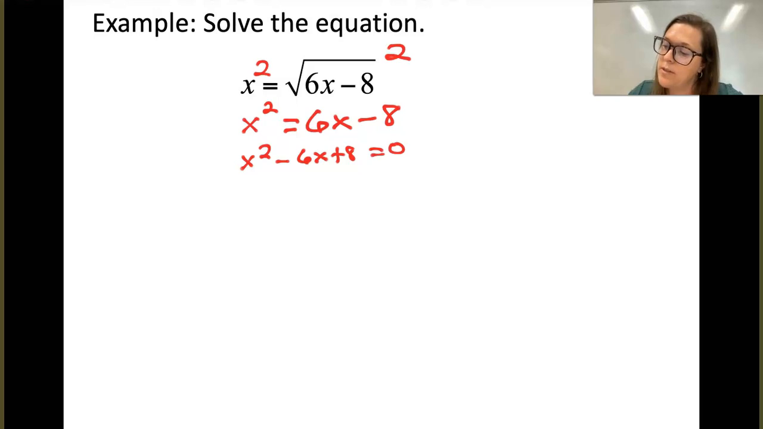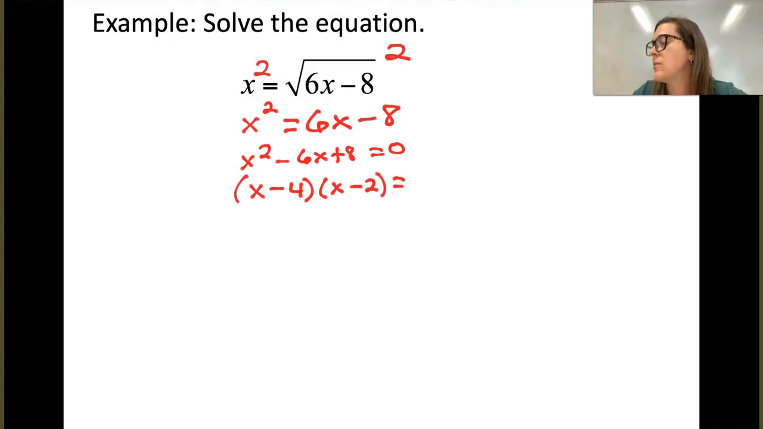Is that factorable? 4 and 2, yeah. X minus 4, x minus 2 is equal to 0. Or let's actually complete the square. I mean, you can finish that out if you want to, but I'm going to do completing the square just to get it back in our brains.